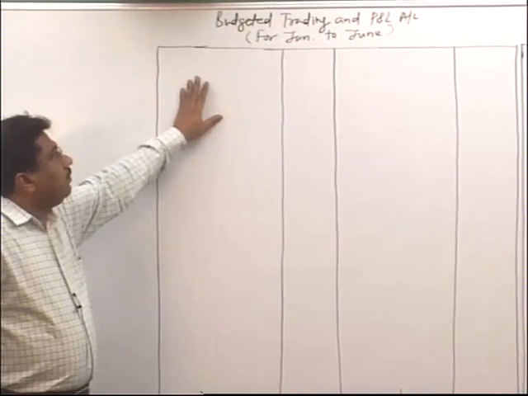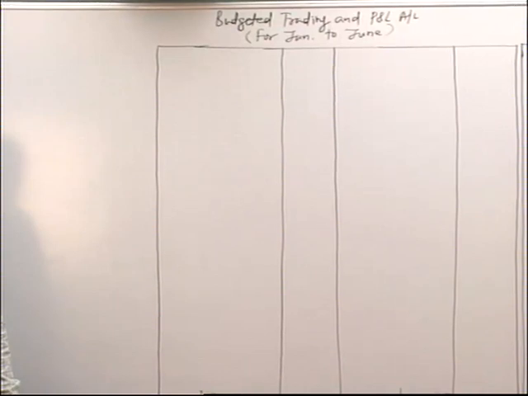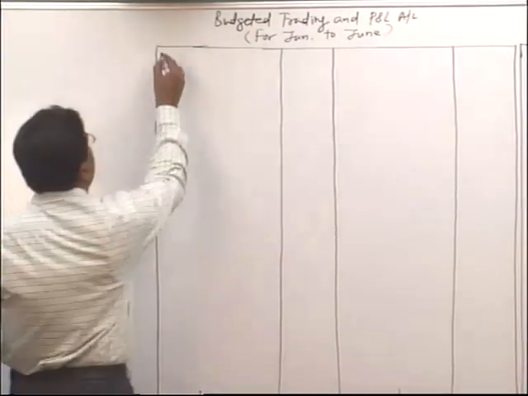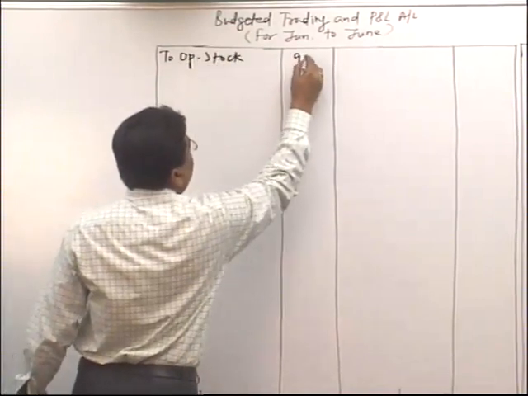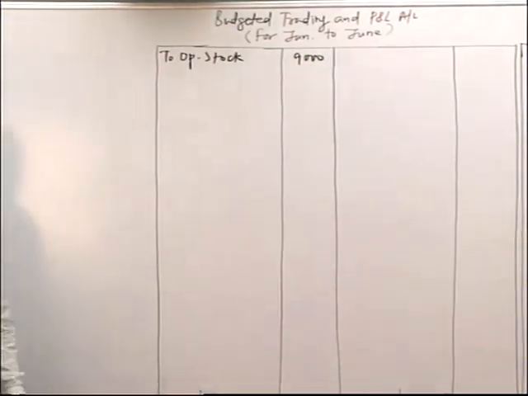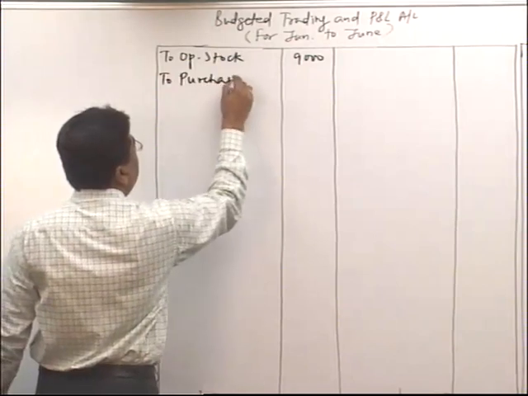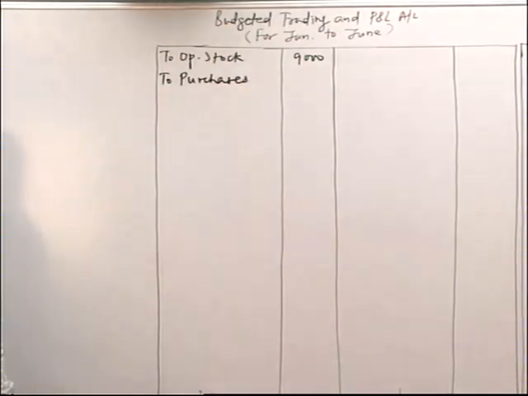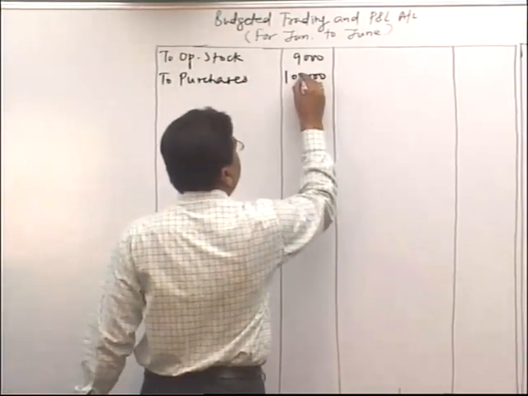Now first start with opening stock. See the balance sheet of December, the closing stock is 9,000, so opening stock will be 9,000 rupees. Then make total of all the purchases of the first 6 months. See working note 3, purchases. Please make total of all the purchases. It will be 1,09,000 rupees.